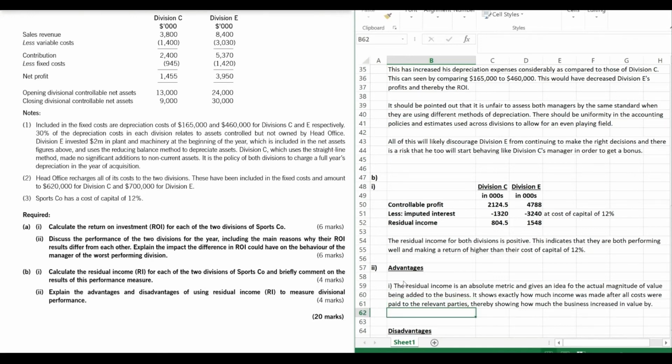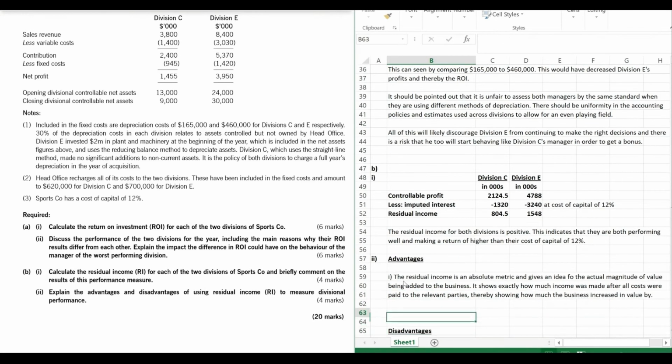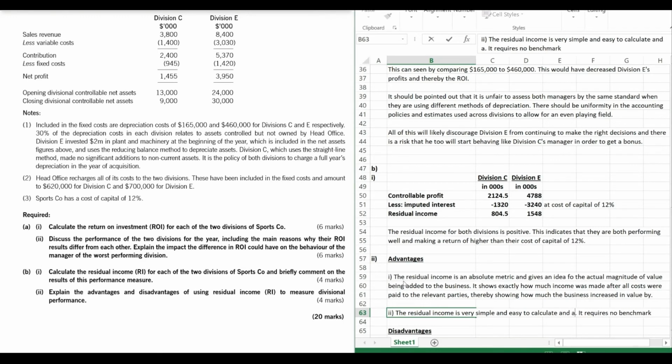Okay. Number 2, a simpler advantage which we can give. It's very simple and easy to calculate, right? The residual income is very simple and easy to calculate. It requires no benchmark because we're not comparing it to any benchmark. So it's very simple and easy to calculate and assess. That's what our point should be.